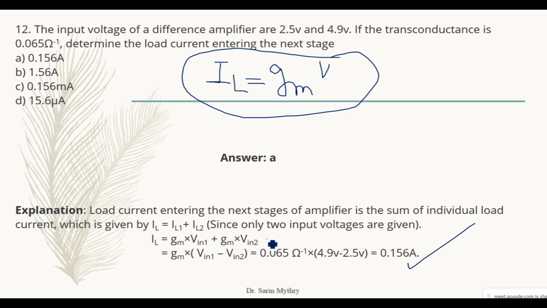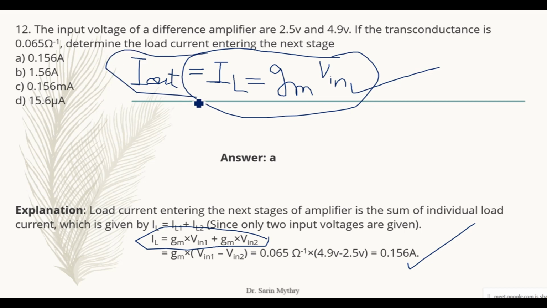This is a formula which you are supposed to remember. How did this particular formula come up? It has been derived from the basic formula: I out equal to GM times V in. In fact it's not IL, it's I out equal to GM times V in, and I out is equal to IL. So if you know this formula of your transconductance amplifier, or voltage to current converter circuit, you can easily understand how you got this formula.